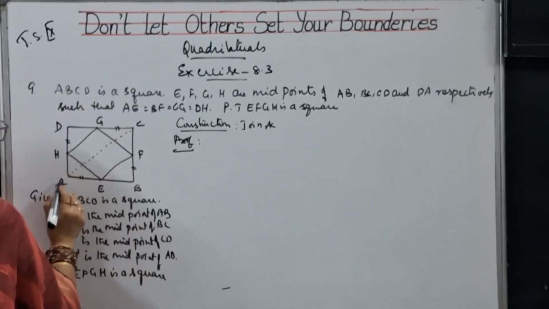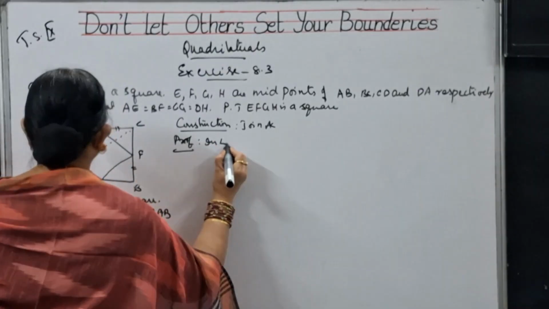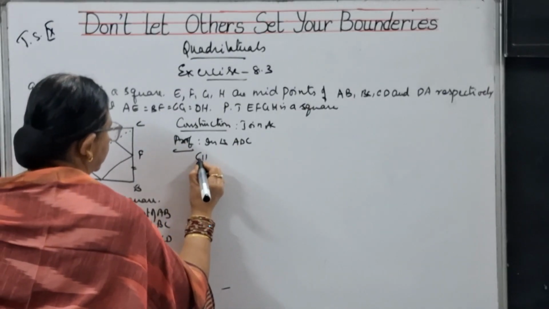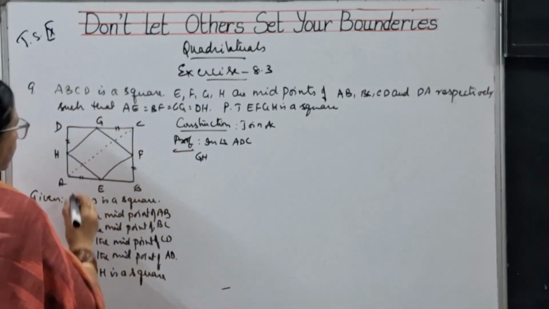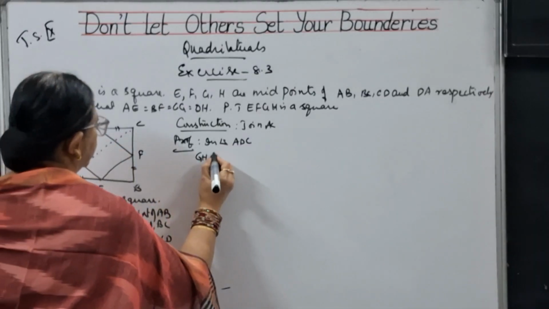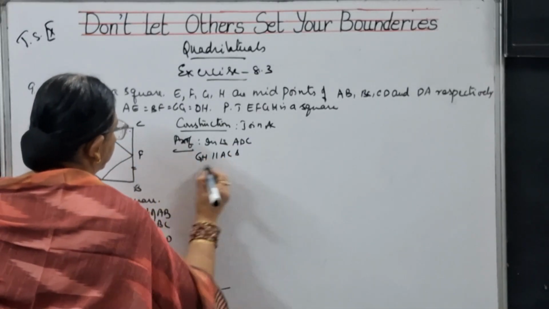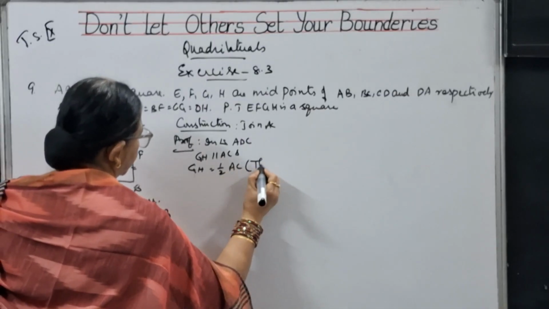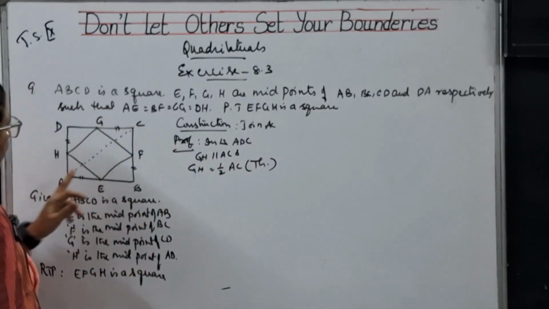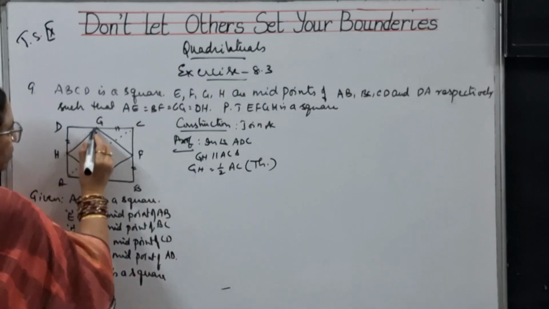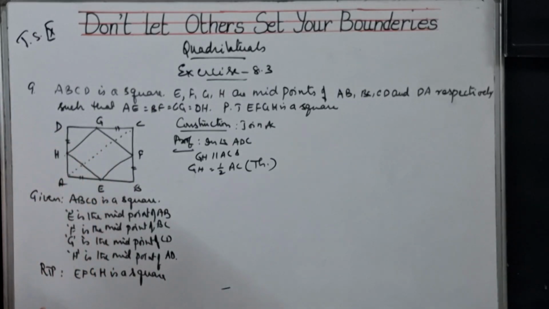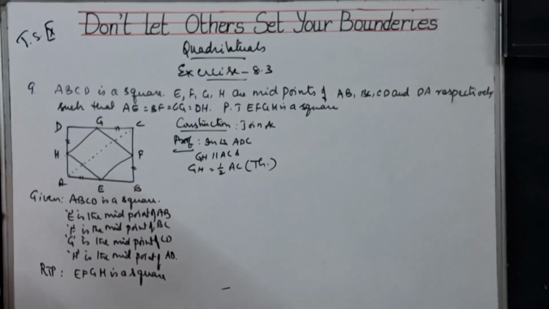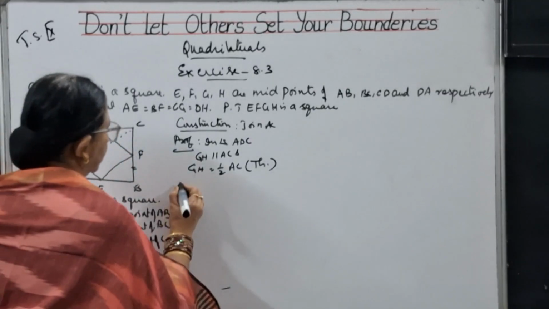I can say that in triangle ADC, GH is parallel to AC and GH is equal to half of AC. This is the theorem which we have learned. In a triangle, if the midpoints of two sides are joined, then the line is parallel to the third side and it is half of the third side. So GH is half of AC.